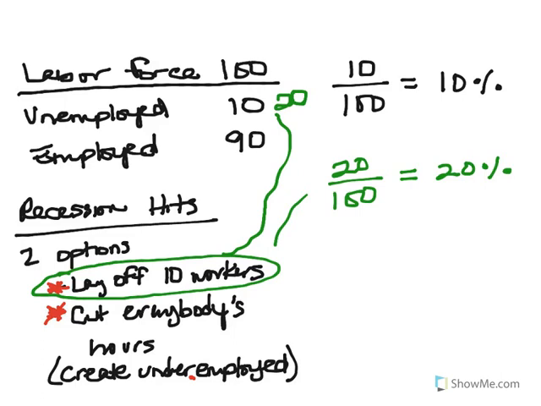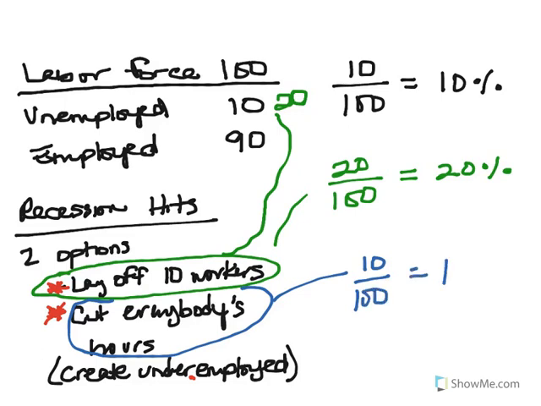However, if they decide not to lay off workers and just cut everybody's hours, so everybody who was working full time is now working part time, then, technically, everybody still has a job. So when we calculate the unemployment rate, it's still only 10%, even though we have all of these people who are severely underemployed now due to the cut in their hours.